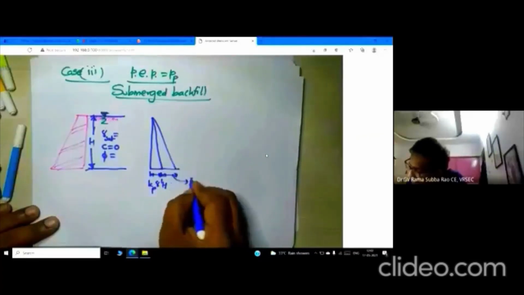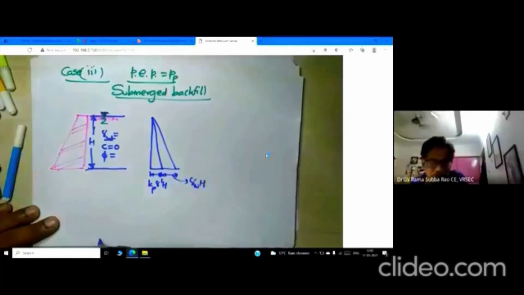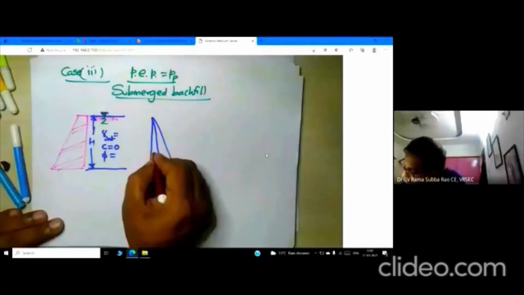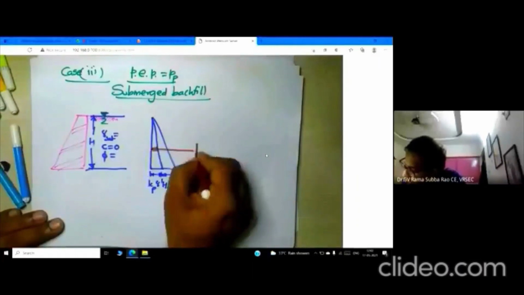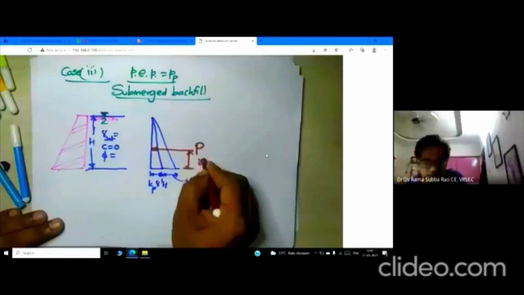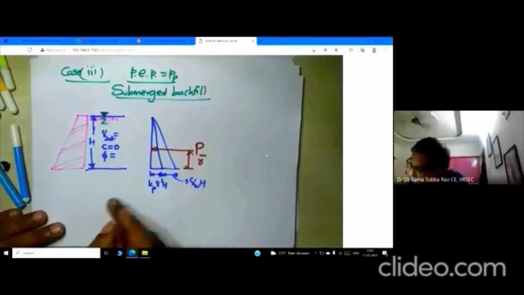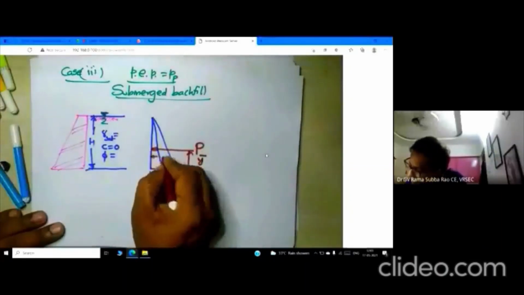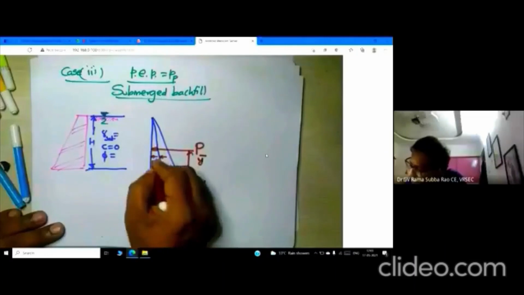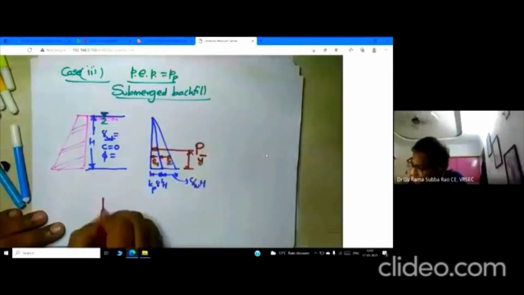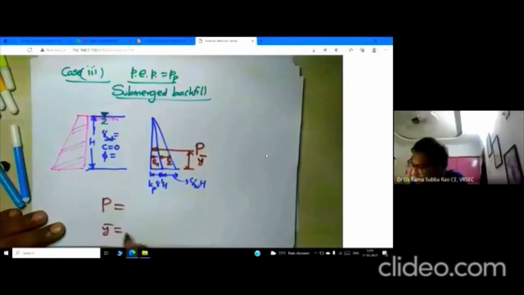Are you ready to say this? Gamma W into H. Now my question is, how to calculate the force which is acting at a distance y bar from the base? The question is, this is P1, PA1, this is P2. So now how to calculate capital P? Get ready, tell me how to calculate y bar.